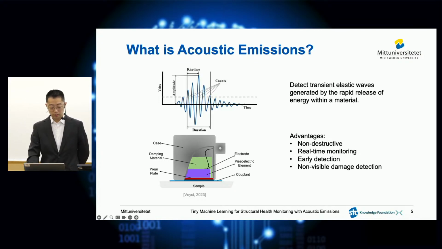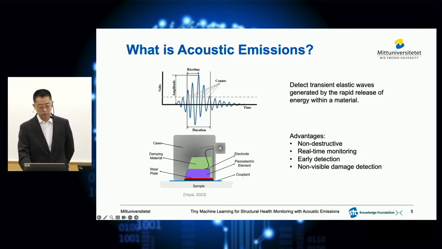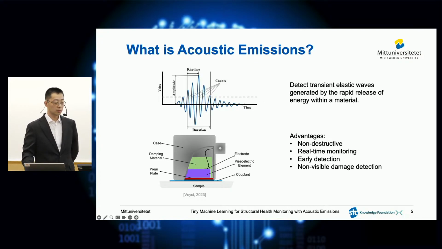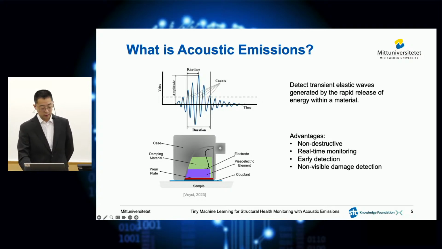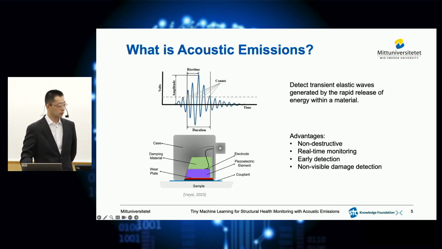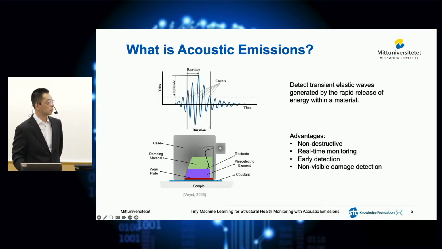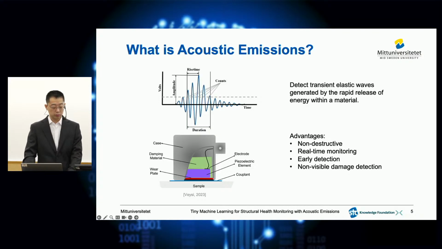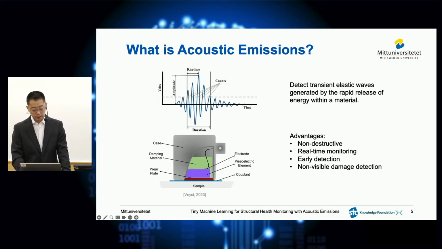It has a lot of advantages. It is a non-destructive testing method. It can provide real-time monitoring, early detection of damage, and also detection of non-visible damage. This means that for early detection, when you only have some small damage inside, you could use acoustic emission technology to detect it because it is quite sensitive. And that's the main advantage.